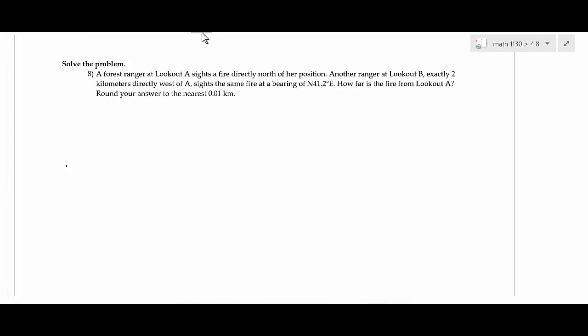So what this one says is you have a forest ranger at lookout A, and she sights a fire that's directly north of her position. So I'm just going to put lookout A there, and I'm going to go straight up north, and that would be where our fire is. So we've got a fire that's directly north like that. Ultimately we're going to try to look for a right triangle when we do this problem. So that's what we have so far.